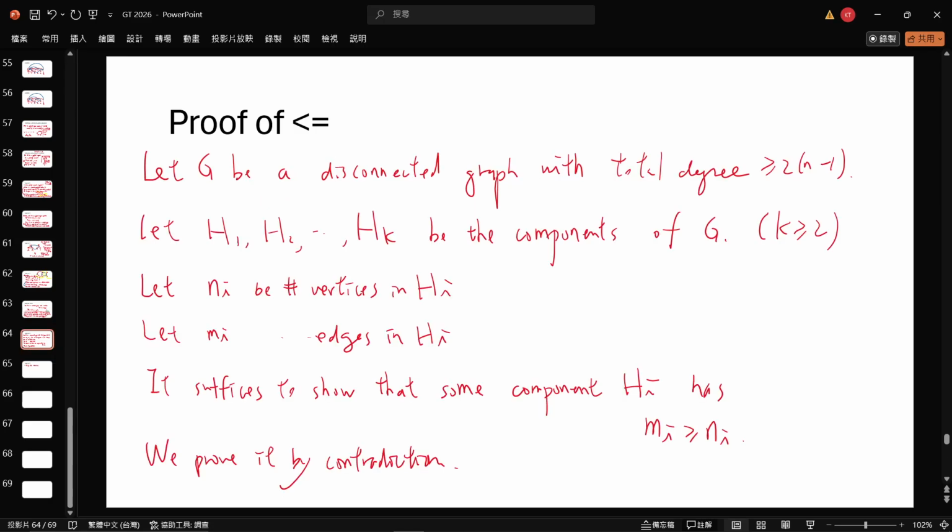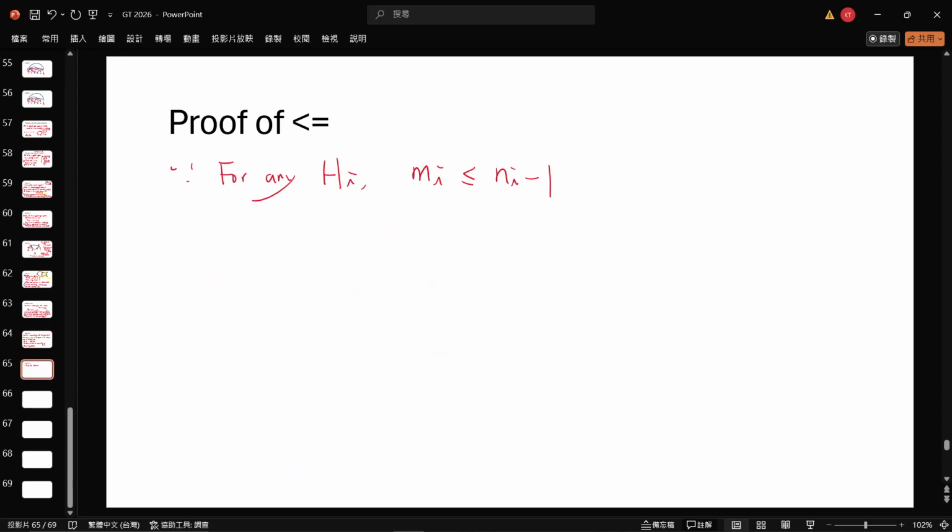And what we want to show here is that there must be a component such that it not only contains a tree, it also contains some edge that is not on the tree. Therefore, it has Ni minus 1 plus 1, so it has Ni edges. So we prove it by contradiction. We assume that this is wrong, okay? In other words, every component has at most the number of edges as a tree, okay? So we have this, and we want to find a contradiction, okay?